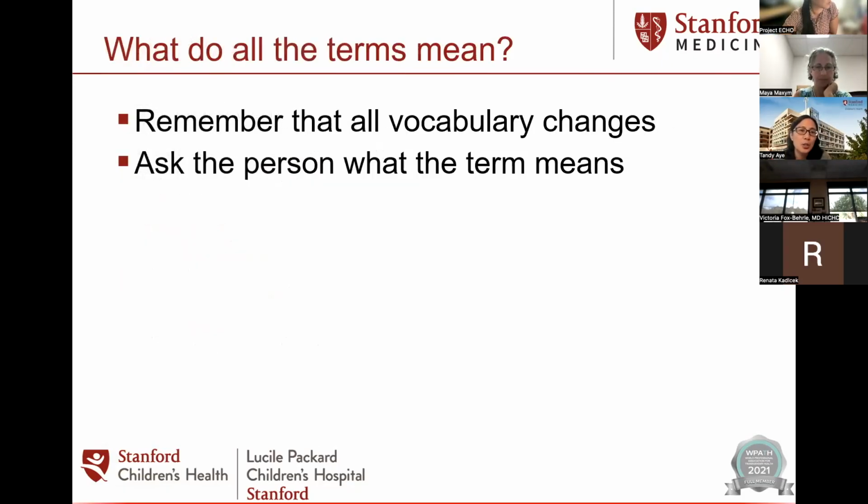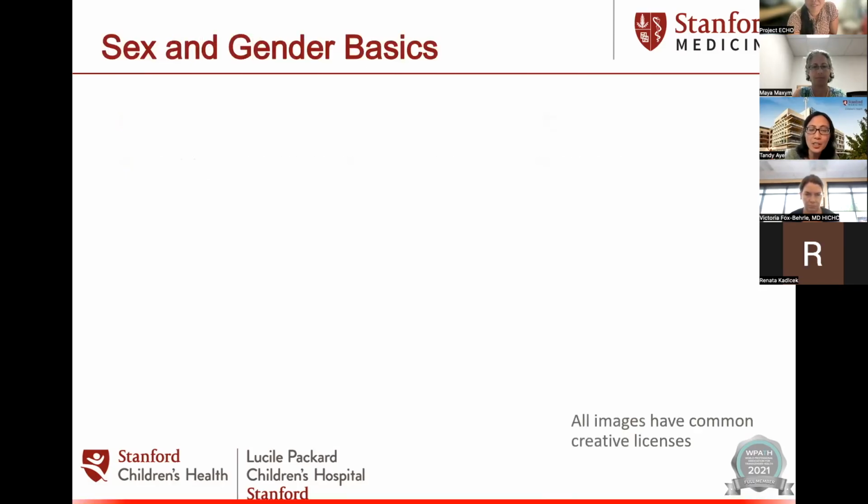So what do all the terms mean? And the main thing I really want to emphasize is that the vocabulary is changing all the time. So trying to keep up, I think, is difficult. With each generation, they have new words, new hip terms, and what gender means for them. So the best person to ask is the person who's using it, and to say, what does that term mean for you? Especially, which we'll talk about later, the term like non-binary, I always ask, what does that term mean for you? Because it's quite variable.